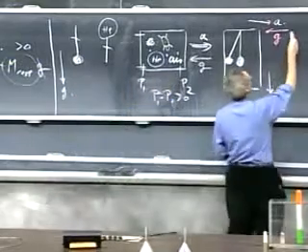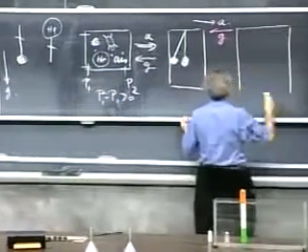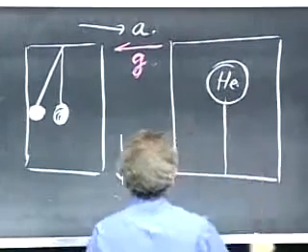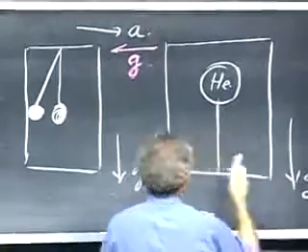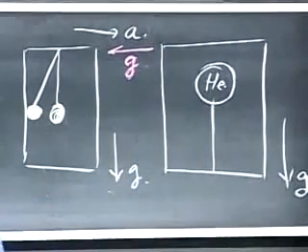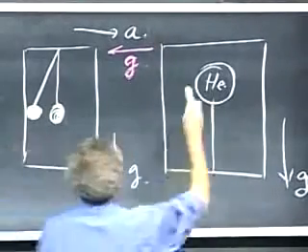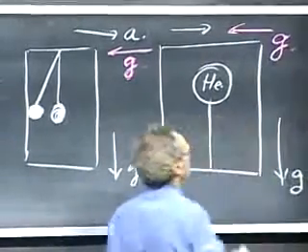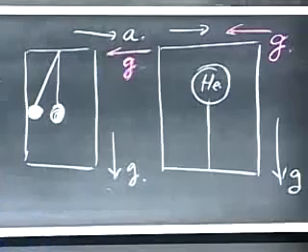Now I have a balloon here. Helium. There's gravity in this direction. That's why the balloon wants to go up. It opposes gravity. I'm going to accelerate the car in this direction. I introduce perceived gravity in this direction. What does the balloon want to do? It wants to go against gravity.